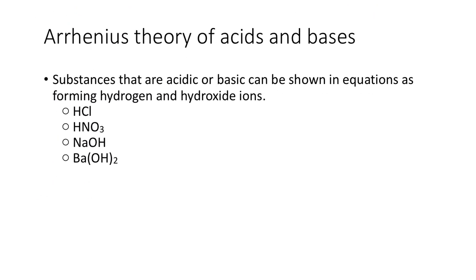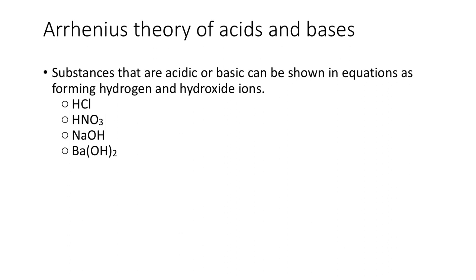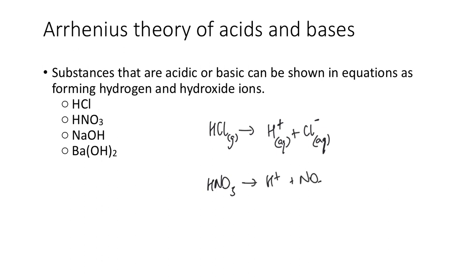So let's have a look. Substances that are acidic or basic can be shown in equations by forming hydrogen and hydroxide ions. So HCl would turn into H+ and Cl-. This might be when it goes from a gaseous form to aqueous form, because remember, we are dissolving them in water. HNO3, again, could be turned into H+ and NO3-.